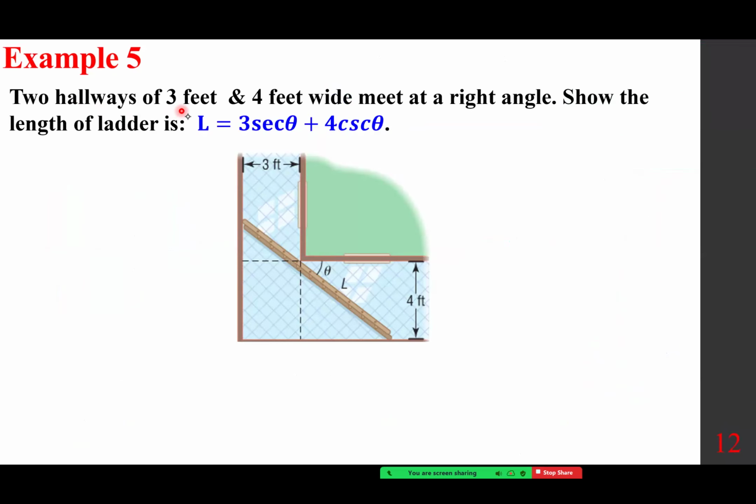Two hallways of 3 feet and 4 feet wide meet at a right angle. That's what it means. Show that the length of a ladder L is 3 secant theta plus 4 cosecant theta.